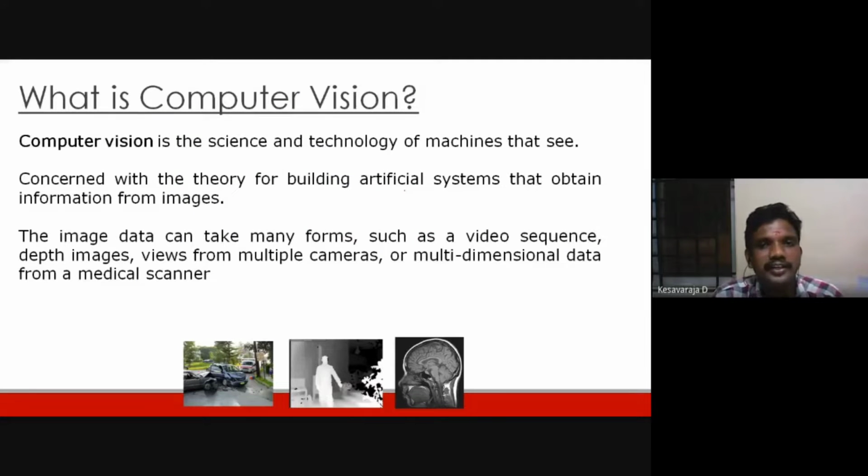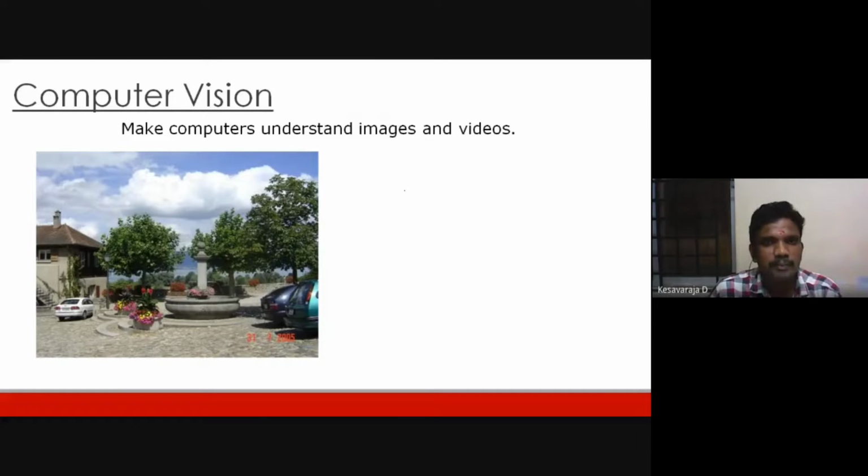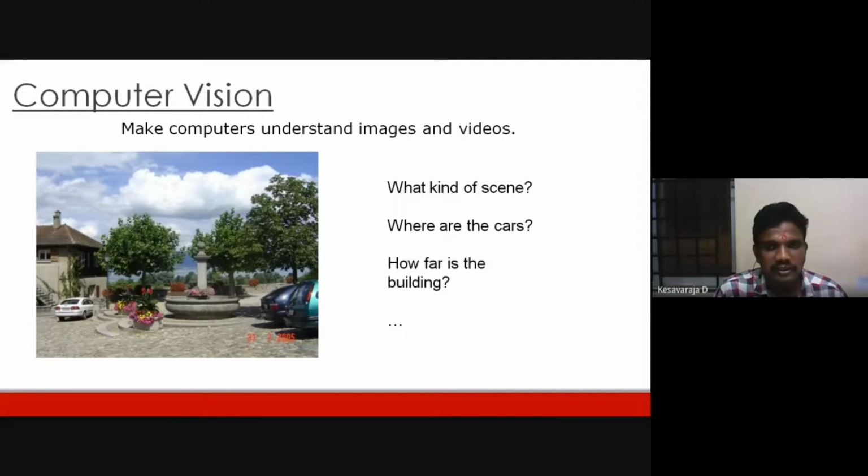So now we are entering one of the excellent toolboxes available in MATLAB, called the CV toolbox, the computer vision toolbox. As the name itself says, computer vision is the science and technology of machines seeing the world. It sees the world via a camera and then detects the environment. So it makes a computer with a sixth sense. A computer can analyze a picture and say what kind of scene it is, where the cars are, and how far the building is. All this information is extracted via the camera.